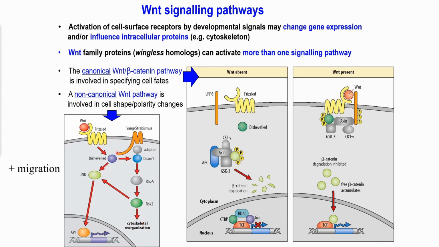Additionally, the non-canonical pathway via disheveled activates JNK, which is in the MAP kinase pathway, which activates a transcription factor. So it activates several pathways, the non-canonical pathway, and it will be in certain cells. The canonical pathway is set up, it's a little bit more traditional looking. We have the receptor, a co-receptor, and again, the disheveled protein that is important.